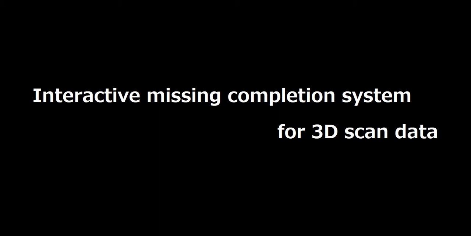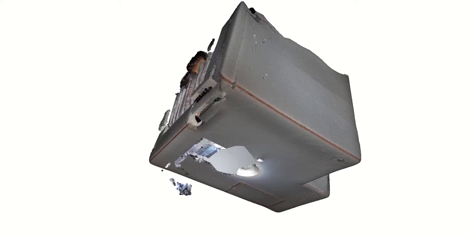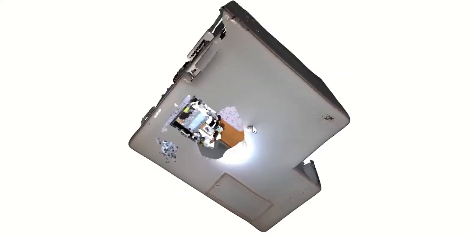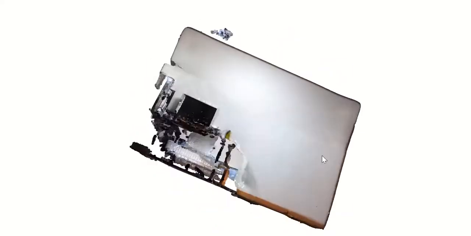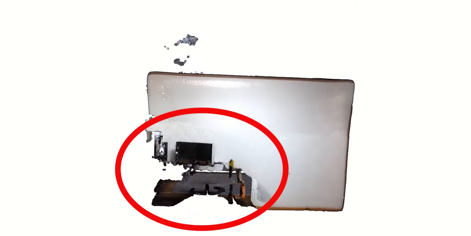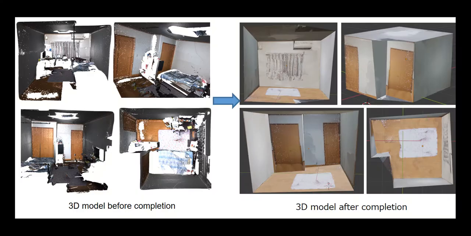We present our interactive missing completion system. It uses mouse clicks and scribbles to interactively complement missing 3D point cloud data from a room scan. Using this system, we get the 3D model of the room with the scanned furniture removed. There are two types of missing parts, shape and texture, so we complement each of them.